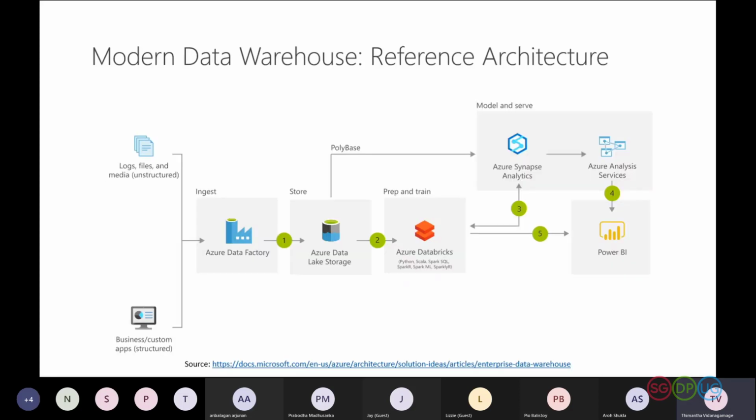What you see on the screen right now is a modern data warehouse reference architecture. As you can see, the key components of a modern data warehouse here are ingest, store, prep and train, model and serve. Prep and train is also known as data preparation. That's how the reference architecture is structured. What we'll be paying attention to in this session is this particular section, which is store and prep and train, or data preparation.